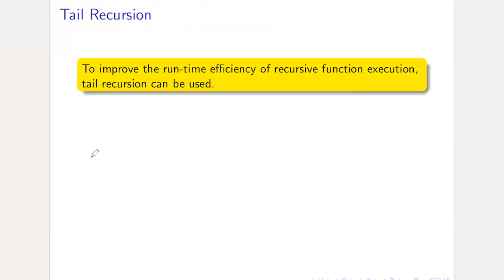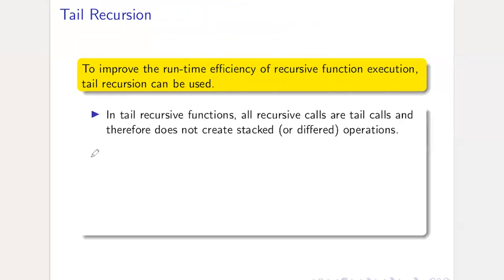However, to get a kind of middle ground, you can still have recursive execution, but you can improve the runtime efficiency by using what is called tail recursion. In tail recursion, all the recursive calls are what we call tail calls. That means they don't get stacked.